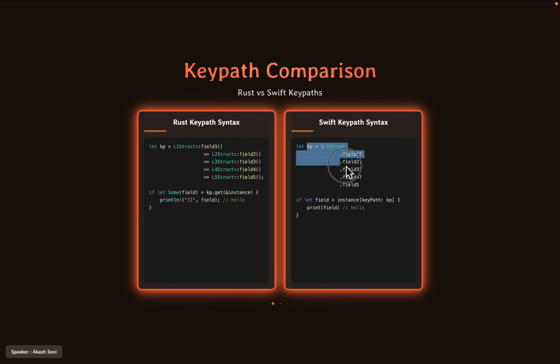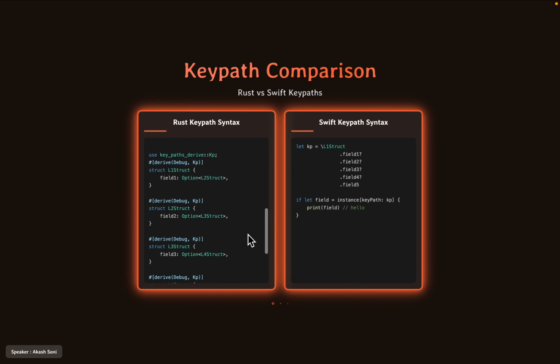So this is how Swift creates a functional chain of keypaths and then gets data from it, while this is how Rust is going to create a functional chain of keypaths and then get data from one instance.